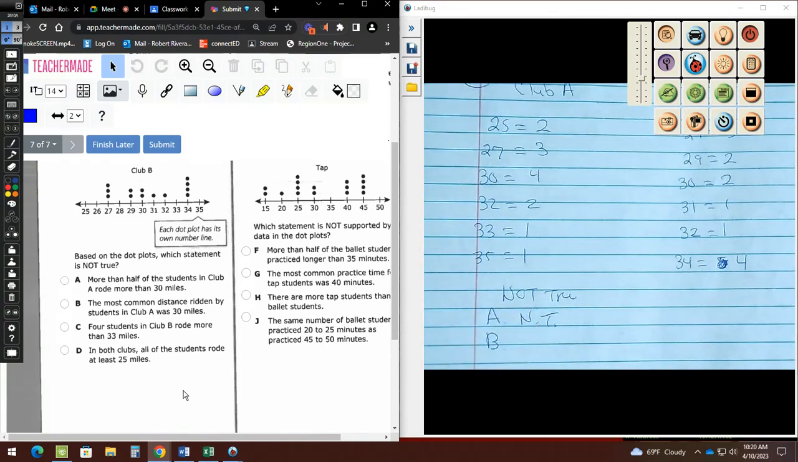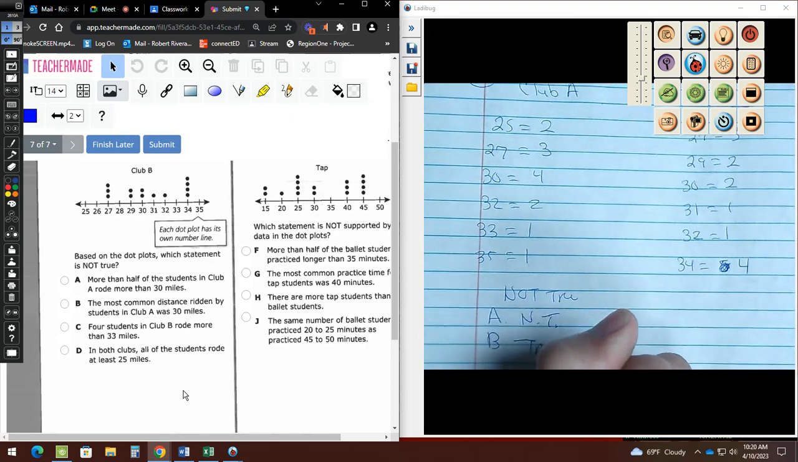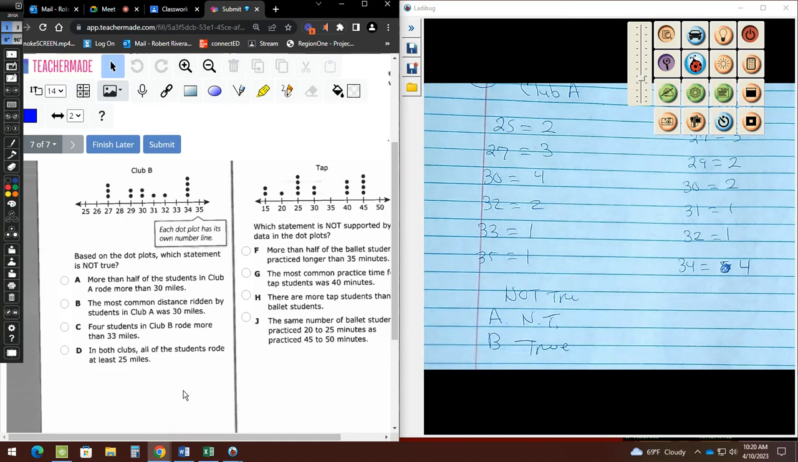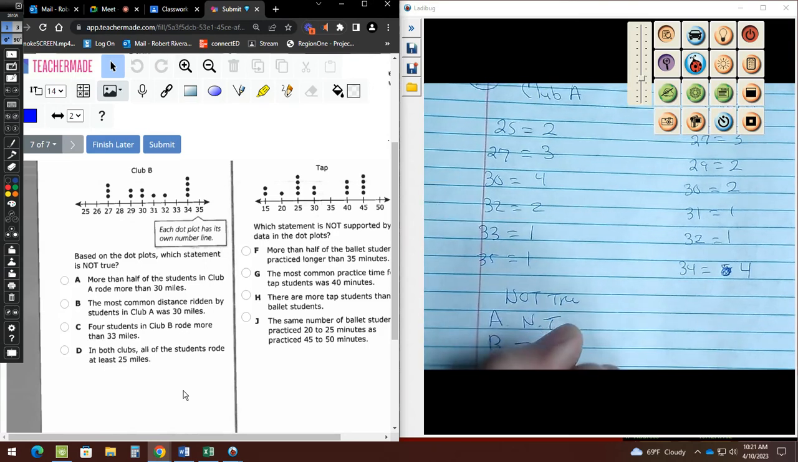I read carefully. The most common distance ridden by students in Club A, so I'm doing Club A, this one, the most common is 30. True or false? I even asked you that question before, right? It's the most popular one. Most of them rode the bike for 30 miles, 4 of them. So that's true. Letter C.